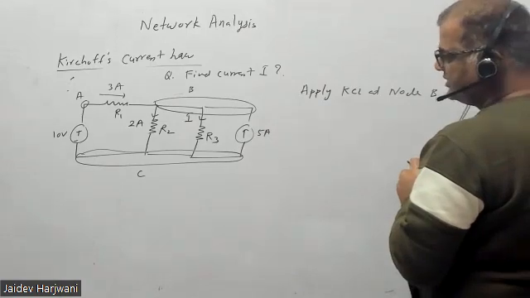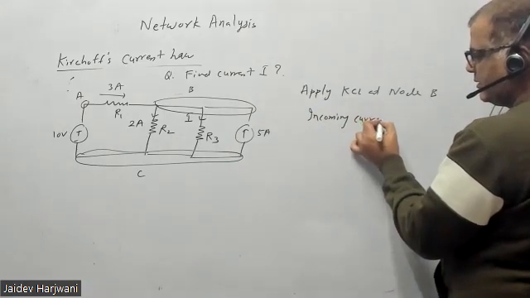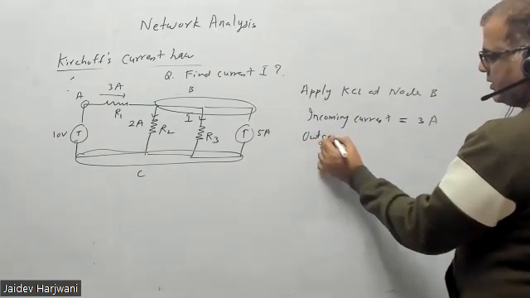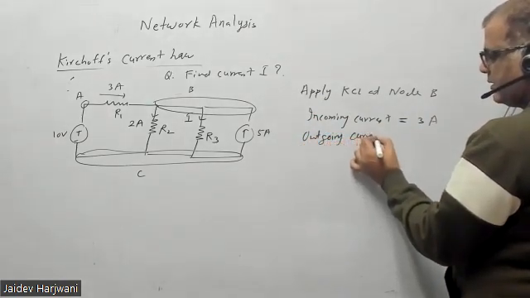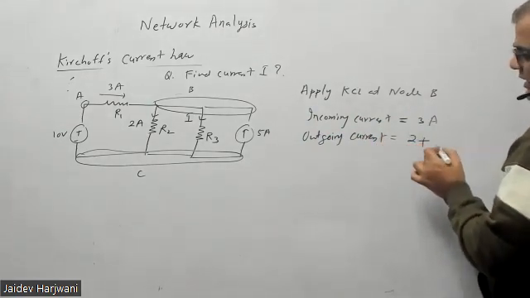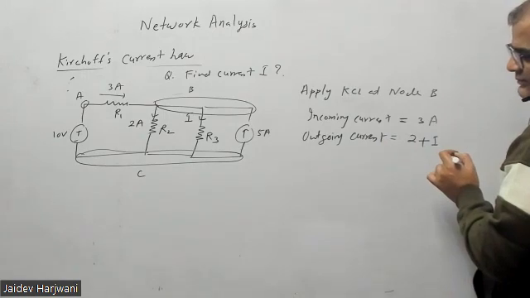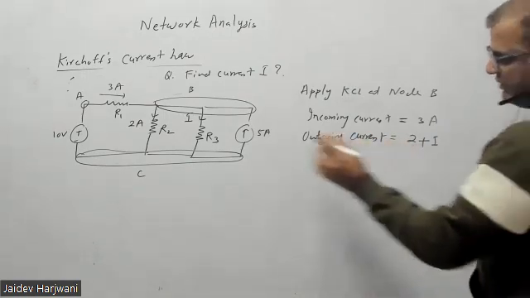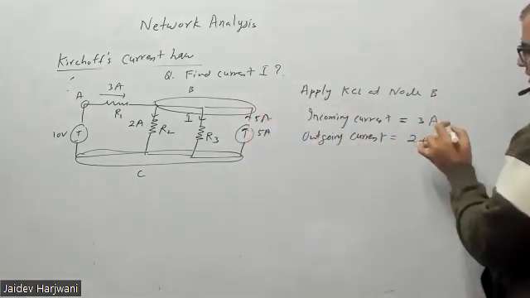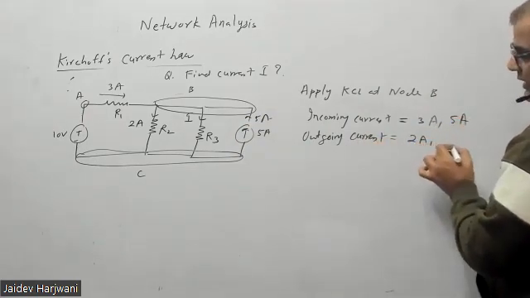So how much is the incoming current? Incoming current is 3 ampere. Outgoing current is 2 ampere plus I. And incoming current is 3 ampere and 5 ampere, because it is a current source. So this will give you 5 ampere current. So incoming currents are 3 ampere and 5 ampere. Outgoing currents are 2 ampere and I ampere.